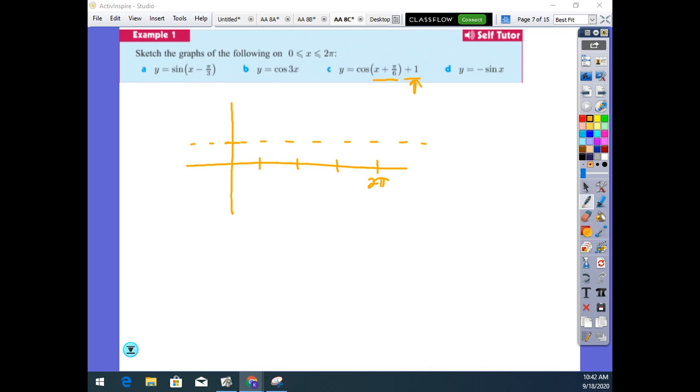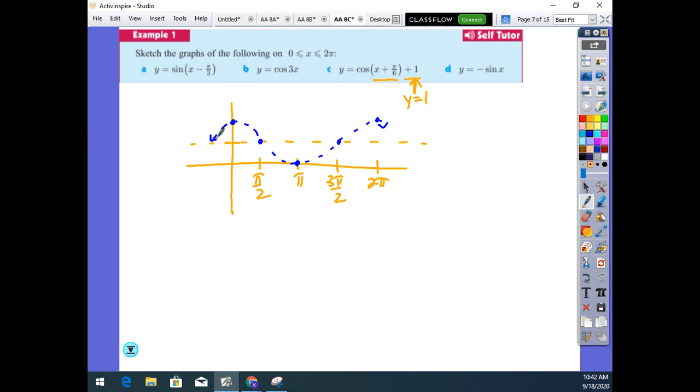Okay, so we move our vertical shift up, so our equilibrium point occurs at y equals 1. Then I'm going to do my original graph of cosine shifted up 1. So I'm going to start at 2, back to equilibrium, down 1, back to equilibrium. This is everything except for the phase shift or horizontal shift.